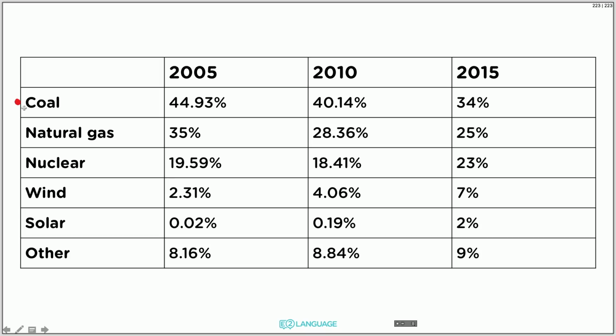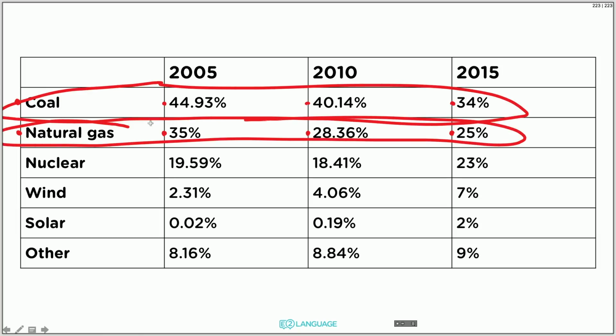We're going to compare investments in coal in 2005, 2010, and 2015. Then we're going to compare investments in natural gas in 2005, 2010, and 2015. And we're going to say something like, investments in coal in 2005 were 44.93%. They decreased marginally in 2010 and decreased again by another 6% in 2015. We're basically going to describe this one, then this one, and so on. That's what we're going to do.